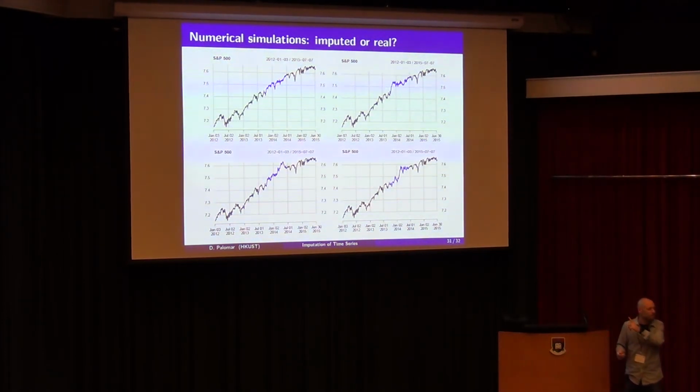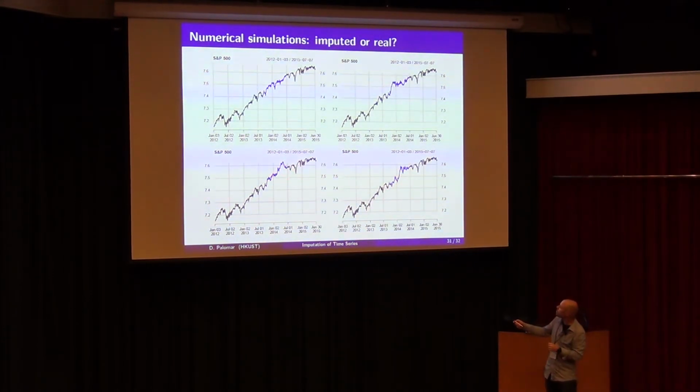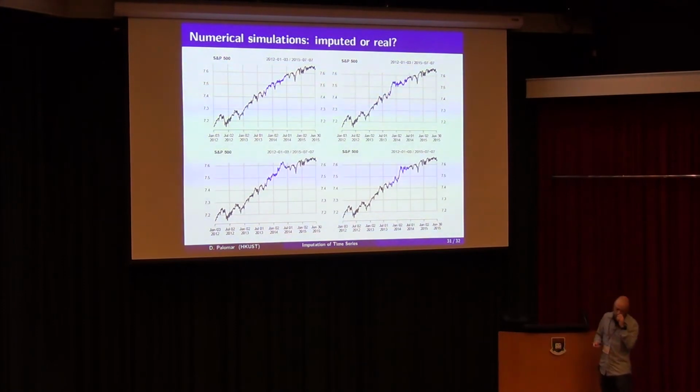One of them is the real one, by the way. One of them is the original one, and the other three are imputed. Anybody wants to guess? So who thinks this is a real one? Nobody wants to say anything? Who thinks this is the real one? Yes? And who thinks this is the real one? Interesting. So the majority of the people think that this is a real one. Some people think this is a real one. Actually, this is a real one.